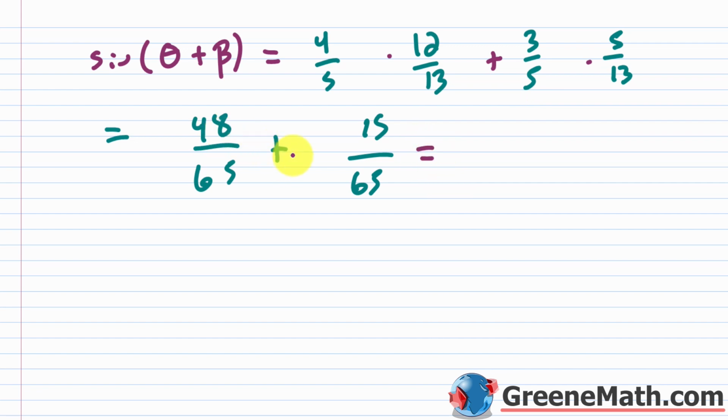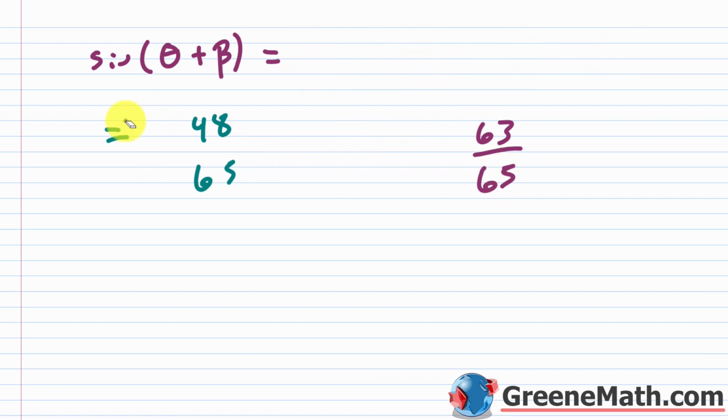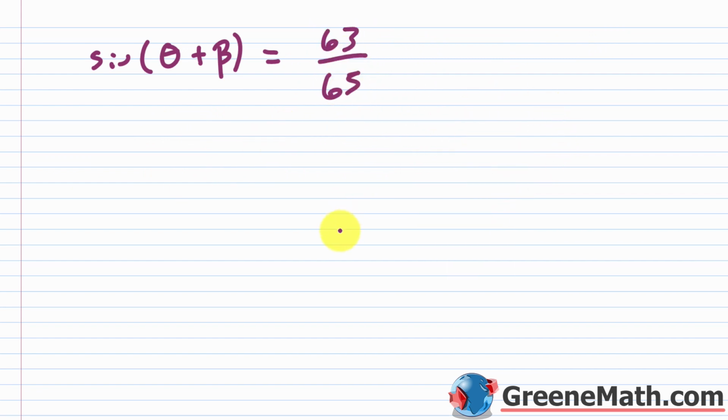So now I can do 48 plus 15, and that's going to be 63. And this is over the common denominator of 65. So that's my sine of theta plus beta. Let me write that there. That's one thing that we needed. We also wanted the tangent of theta plus beta. So let me actually go to a different page here, and I'm going to work that out, and I'll come back up and answer it there.